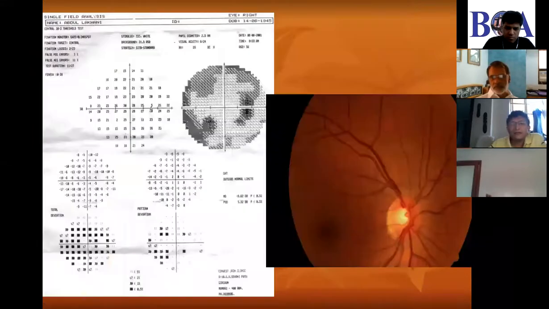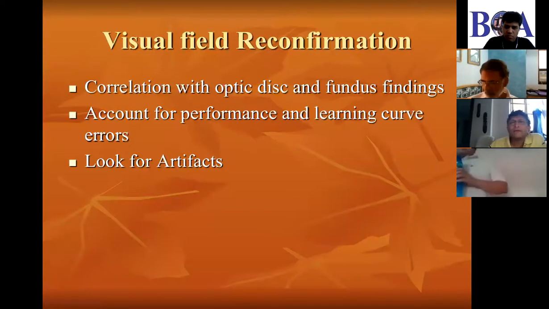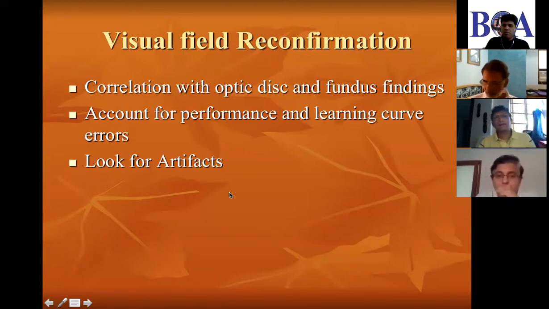There's nothing which you can explain as to why this has happened, but still you get fields which are very bizarre and you need to repeat them to be really sure what it is. So you have to do a reconfirmation of the visual field before you start labeling a patient as optic disc suspect or visual field suspect. You have to correlate with the optic disc and fundus findings, account for performance errors and learning curves, and look for specific artifacts before you label a defect you see on the visual field as a probable glaucomatous defect.